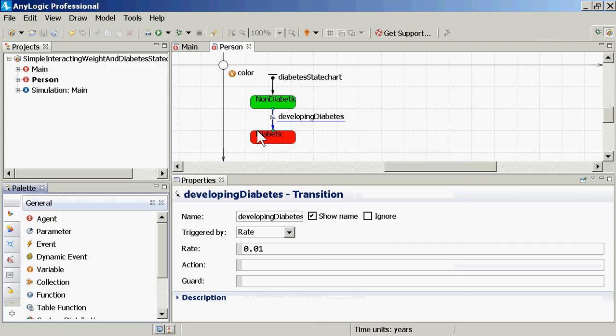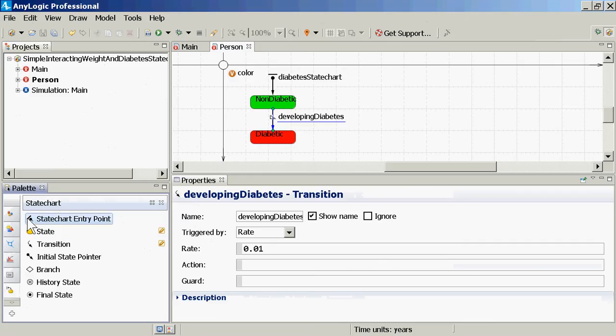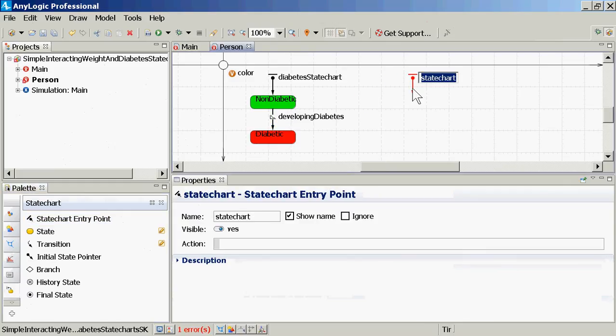I'd like you to tell me how we're going to add that to this model. What do I do? Okay, go to palette. Yeah, and what do I do? What do I drag in? Okay, you have to drag in an entry point. This is really important. Don't just start dragging in the states. Okay, so do weight state chart.